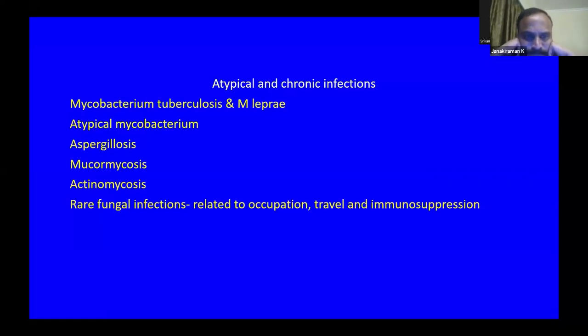Other rare fungal infections can occur in the upper extremity, but they are usually related to particular occupation, travel to an area where such infections are endemic, and systemic immunosuppression. Patients on chemotherapy, patients with tumors, or patients who have received a transplant and are on immunosuppressive agents.